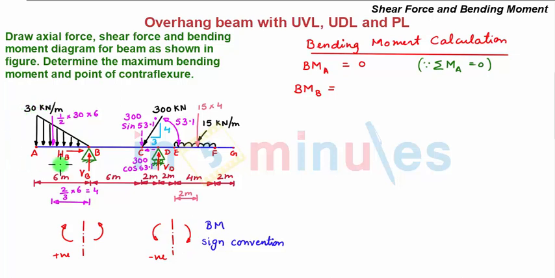So when we consider the left hand side of section, we have about point B an anti-clockwise moment caused due to this UVL of 30 kN per meter intensity acting for a span of 6 meter. So the magnitude of this UVL is half into 30 into 6 and it is acting at a distance of 2 by 3 of 6 equal to 4 meter from point B. So we have minus half into 30 into 6 multiplied by 4. So this is equal to minus 360 kilonewton meter.